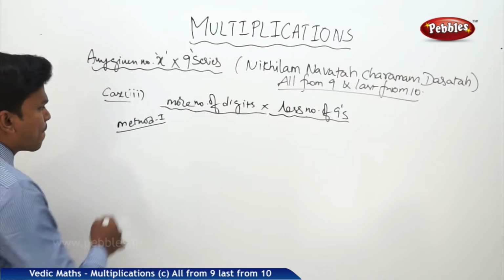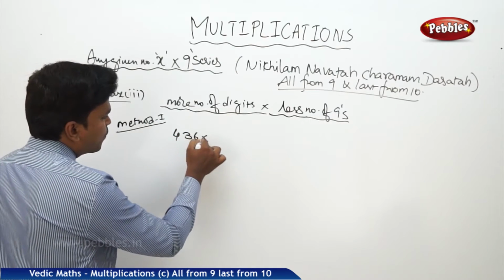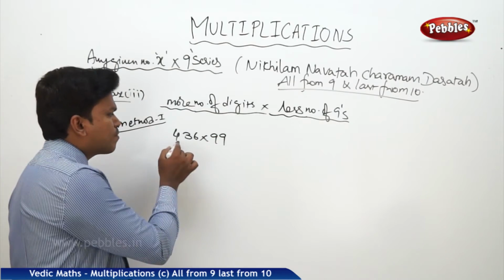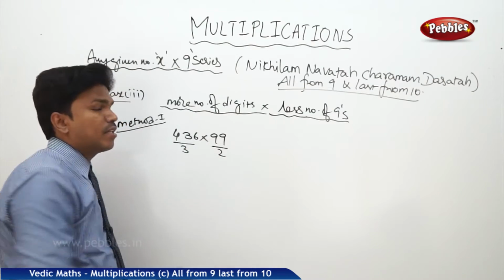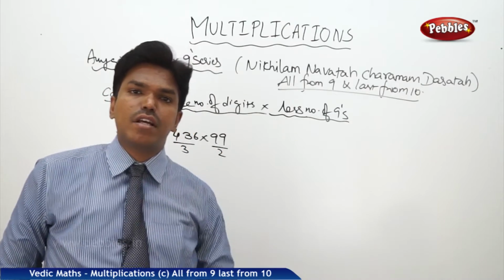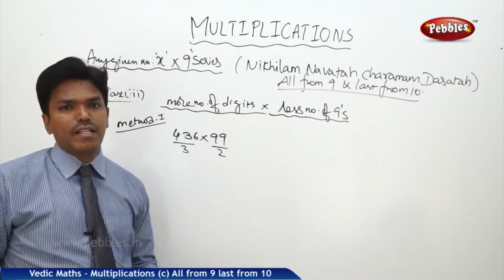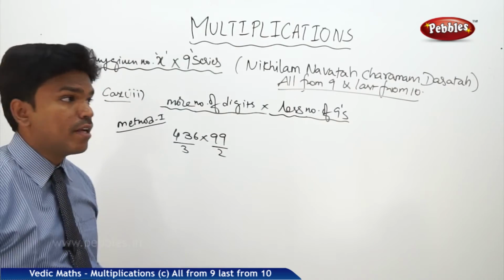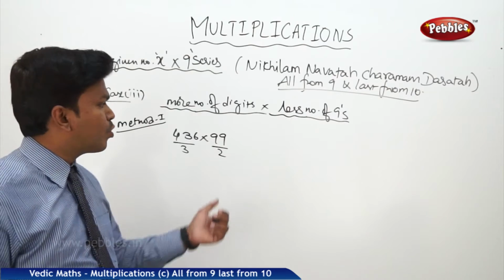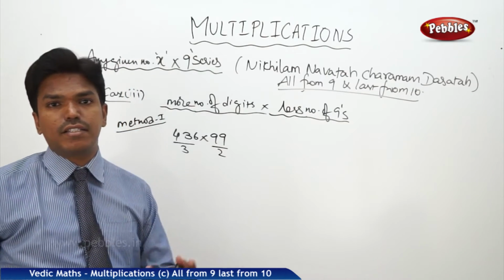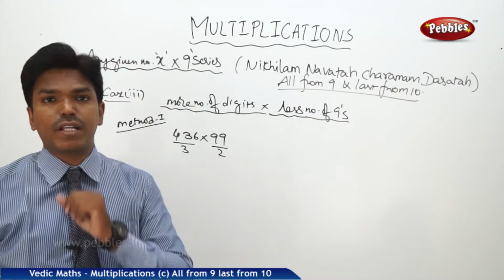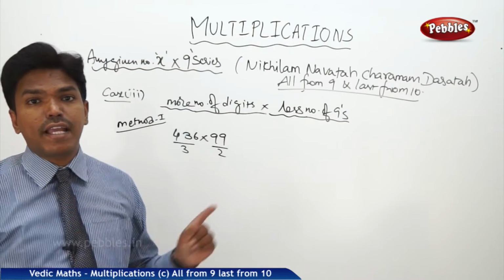Let us take an example. Suppose 436 into 99. In this case, if you observe, there are 3 digits and 2 9's. That means the number of digits is more when you compare with the number of 9's. In this case, you cannot apply the second case. You may think there are 2 9's, so why can't we make it 3 digits, 099? No, it is not possible. If you apply that, you are going to get the wrong answer. So be careful, you cannot apply case 2 here.